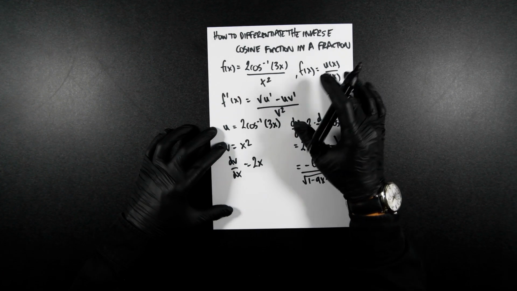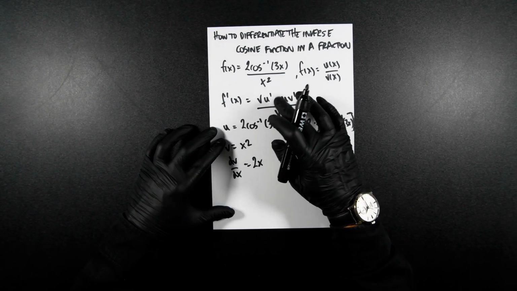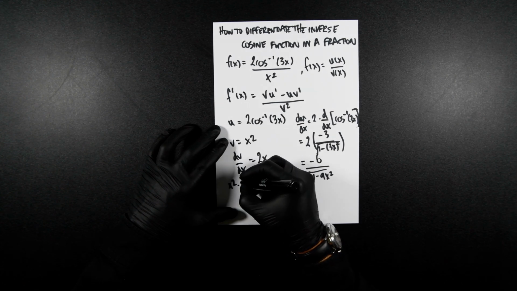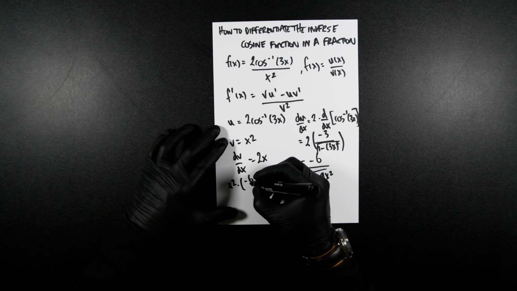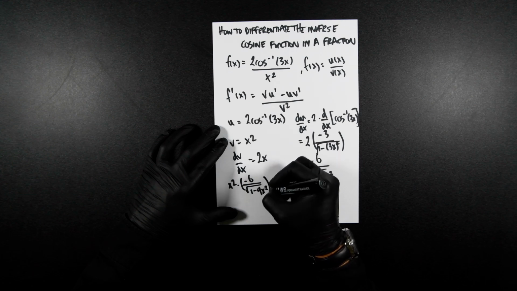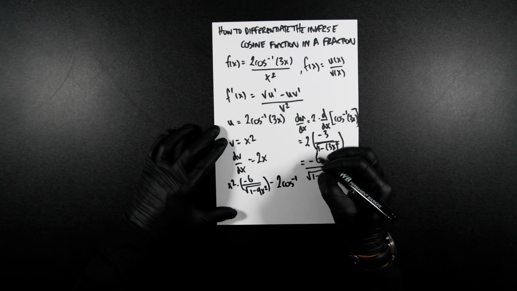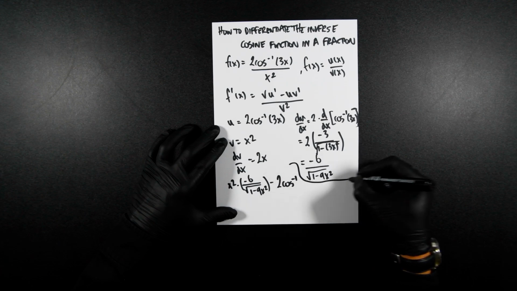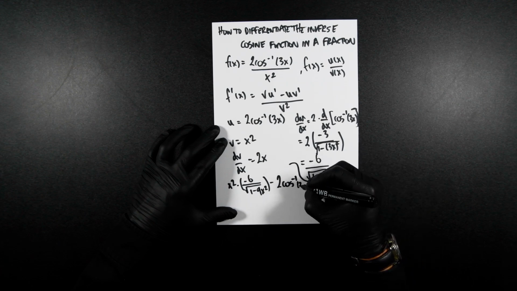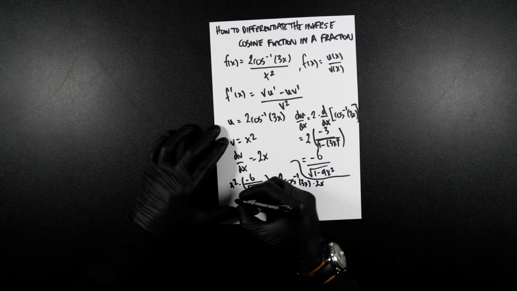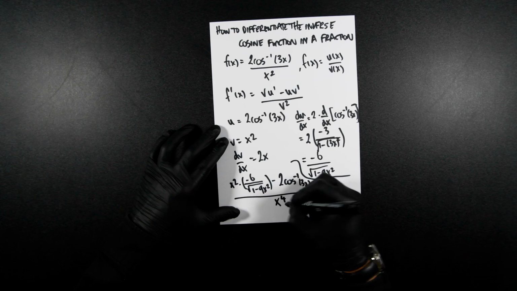We can then substitute each of these values into this. So we're going to get x squared times minus 6 all over the square root of 1 minus 9x squared, minus 2 cos^-1(3x) multiplied by 2x, all over x to the 4. I'm going to put a line here.